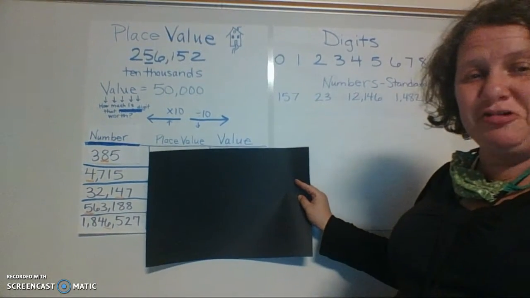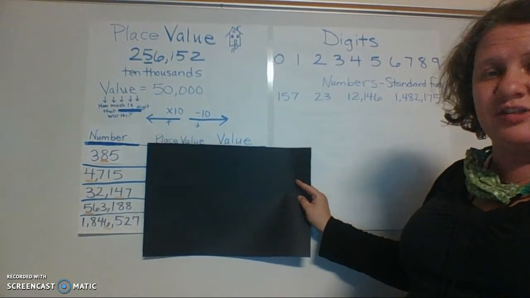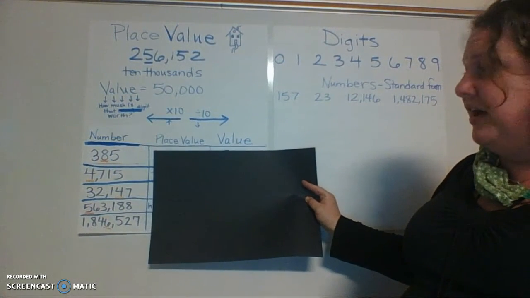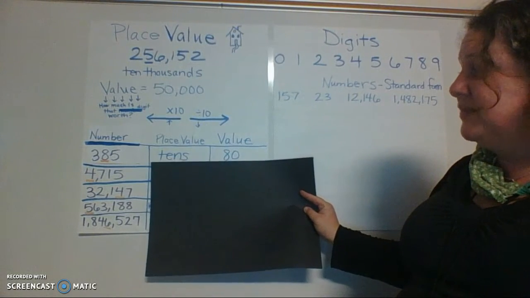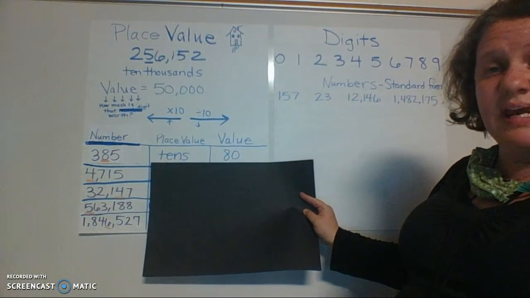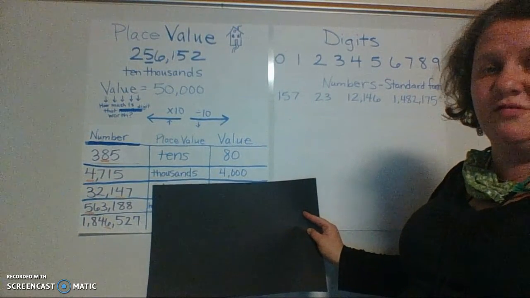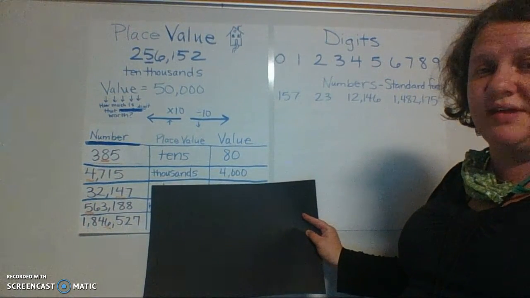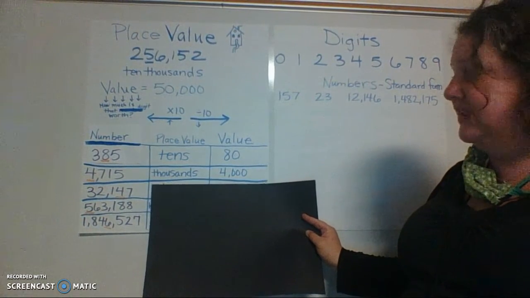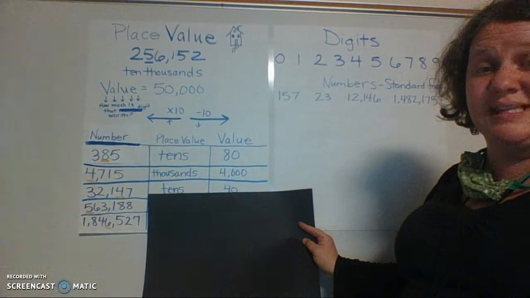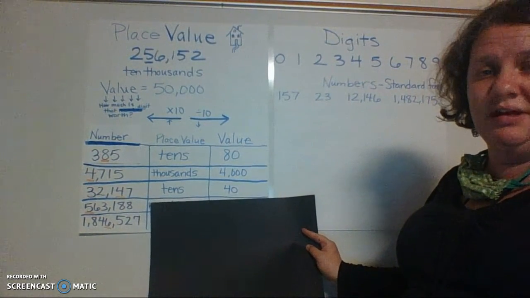Okay, and now you should have done that work, and let's just check your answers. So the 8 in 385 is in the tens place value, and the value of the number is 80. The 4 in 4,715 is in the thousands, and we have 4,000. The 4 in 32,147 is in the tens place value, and it's worth 40.